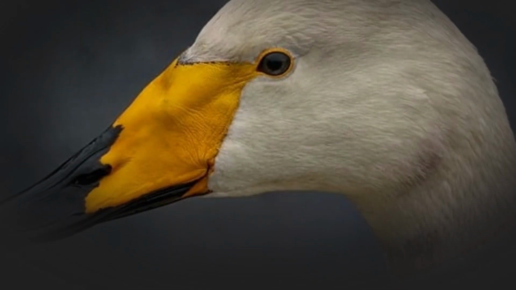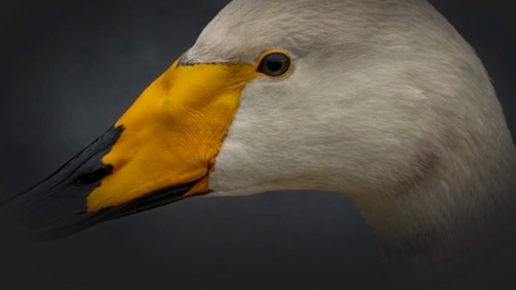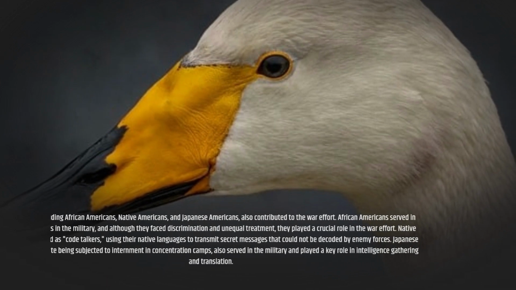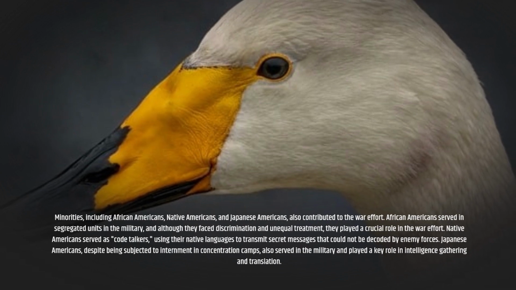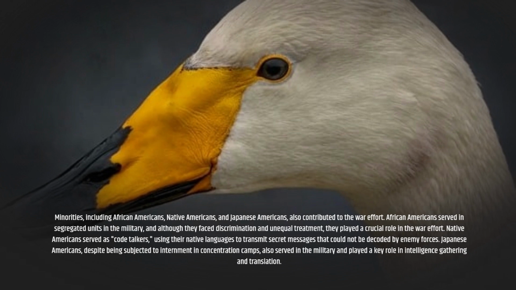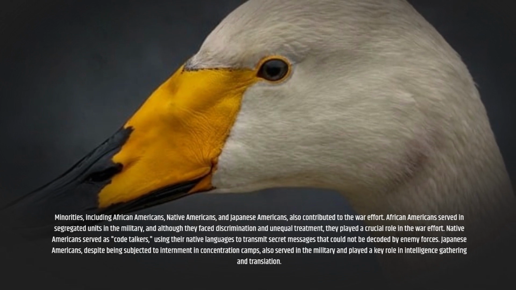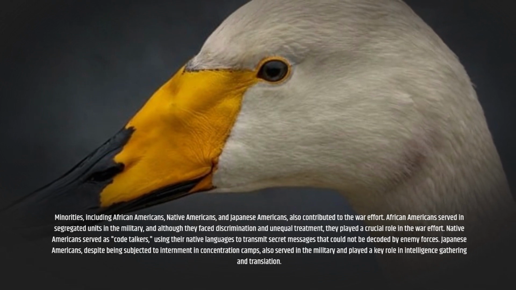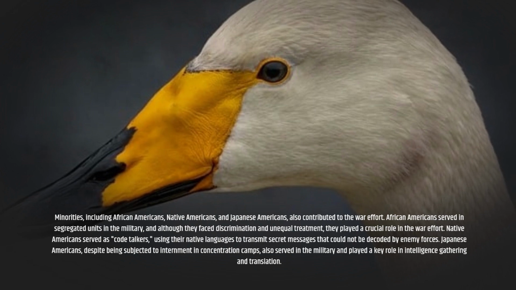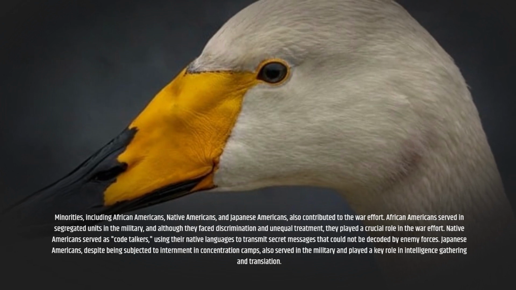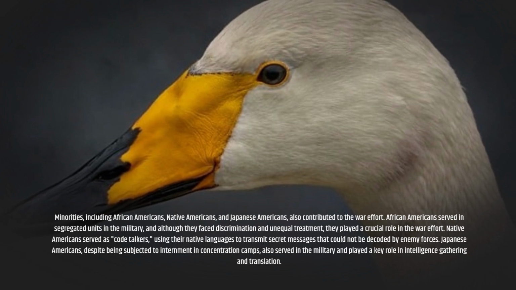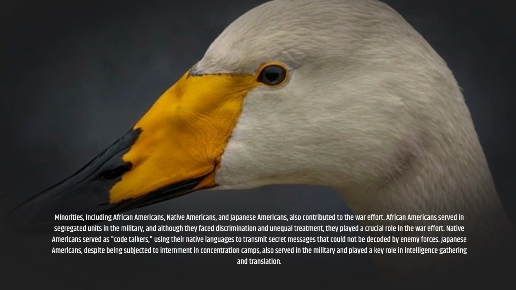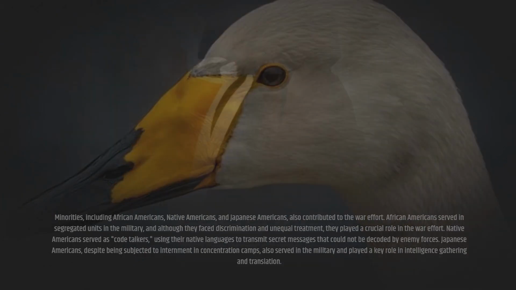Minorities, including African Americans, Native Americans, and Japanese Americans, also contributed to the war effort. African Americans served in segregated units in the military, and although they faced discrimination and unequal treatment, they played a crucial role in the war effort. Native Americans served as code talkers, using their native languages to transmit secret messages that could not be decoded by enemy forces. Japanese Americans, despite being subjected to internment in concentration camps, also served in the military and played a key role in intelligence gathering and translation.